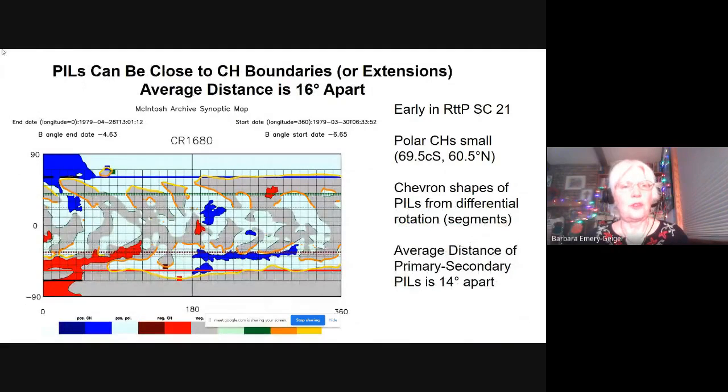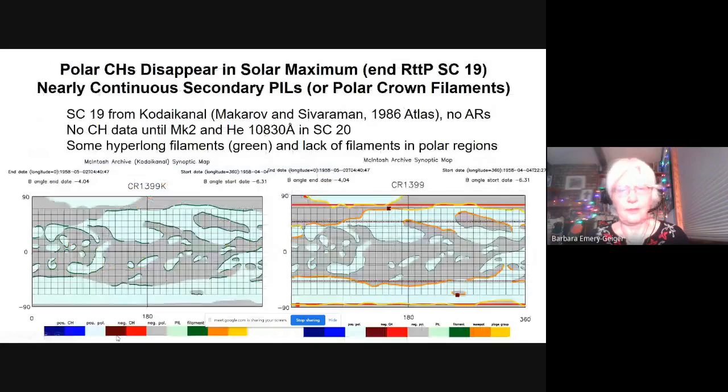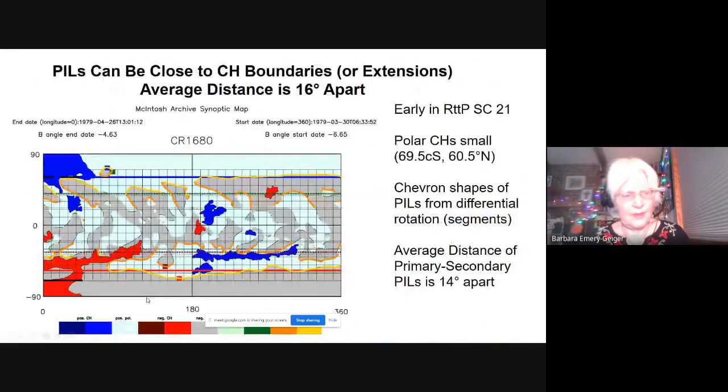I can't even point to it. Let's see where it is. Back up. Okay, so here's the coronal hole. It only encompasses 10, 20, 30, 40, 50 degrees of longitude. And what you see is this polarity inversion line. This neutral line is extremely close to the boundary of the coronal hole. It's only 3 degrees difference.